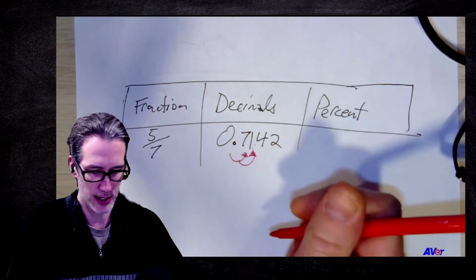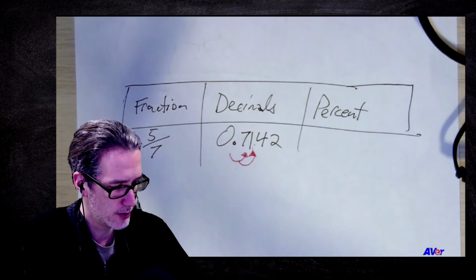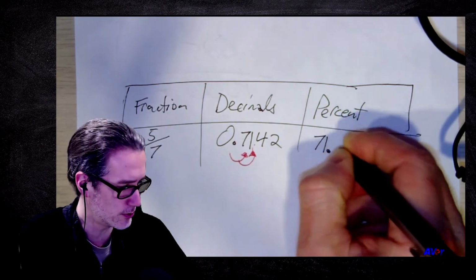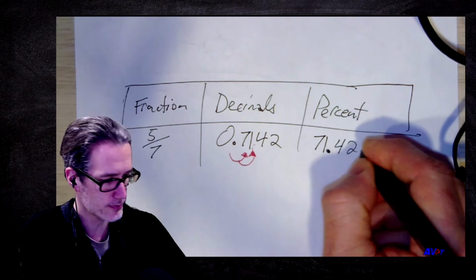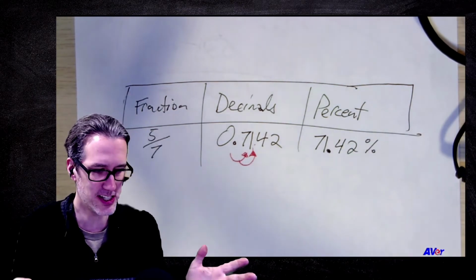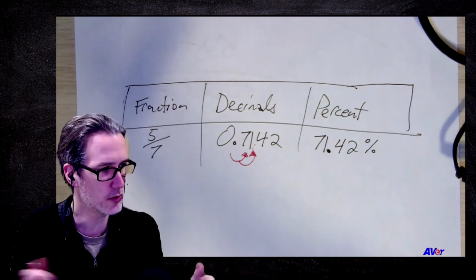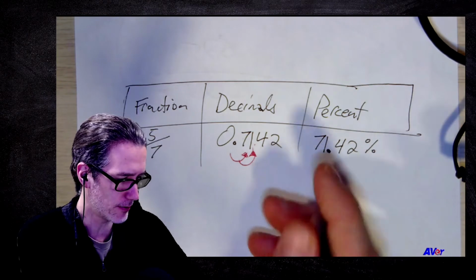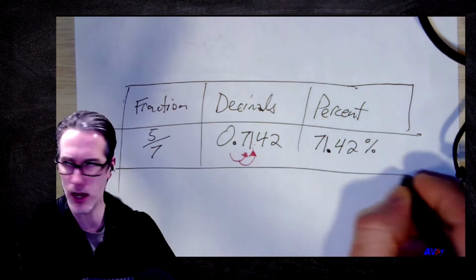Okay? So that means that my percentage would be 71.42%. Okay? So there you go. You've probably done this kind of thing after you've gotten a test score back. So that's relatively straightforward, turning a fraction into the others.